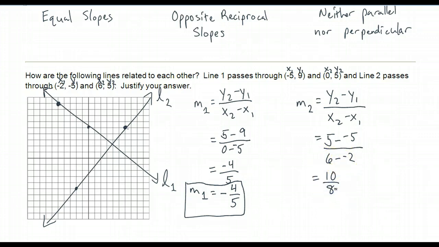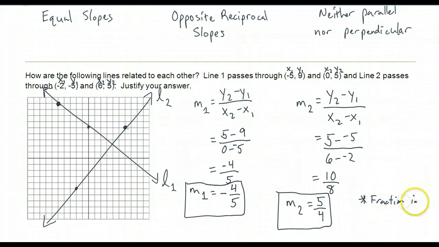But in order to compare slopes, I always want to write my slope as a fraction in lowest terms. 10/8 is not in lowest terms. 10 can be divided by 2, and 8 can be divided by 2. Always write your slope as a fraction in lowest terms. That means I have an integer on the top and an integer on the bottom, and there are no common divisors between the two.